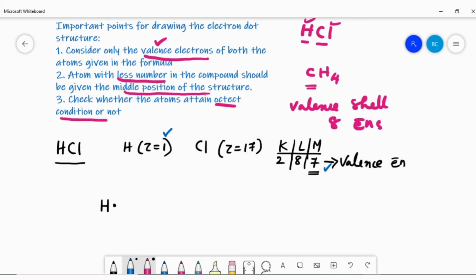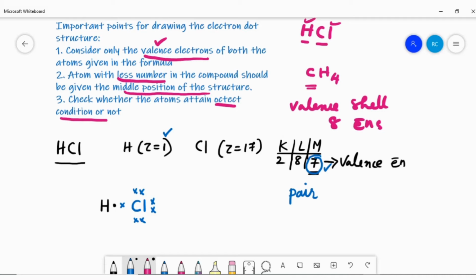Then you need to draw chlorine. Now, as you know, chlorine has 7 valence electrons. These 7 valence electrons we are going to represent in terms of pairs. I'm representing them using a cross: 2, 4, 6. The seventh electron I am just writing as a cross, just near to hydrogen's one electron.